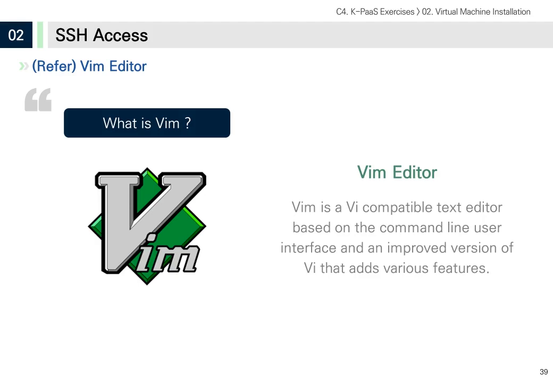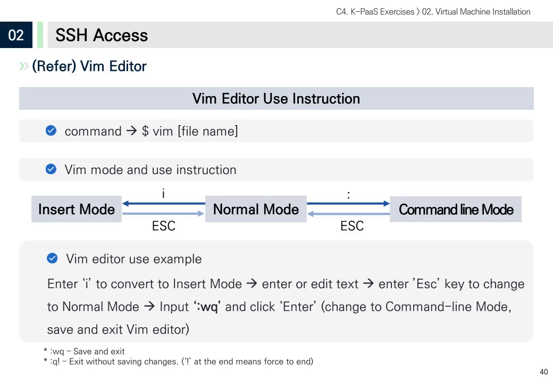VIM is a VI-compatible text editor, based on the command line user interface. Just think of it as an improved version of VI. Let's take a quick look at how to use the VIM editor. In the command line, type VIM followed by a file name to launch the VIM editor. When you start editing with the VIM command, you will be in normal mode.